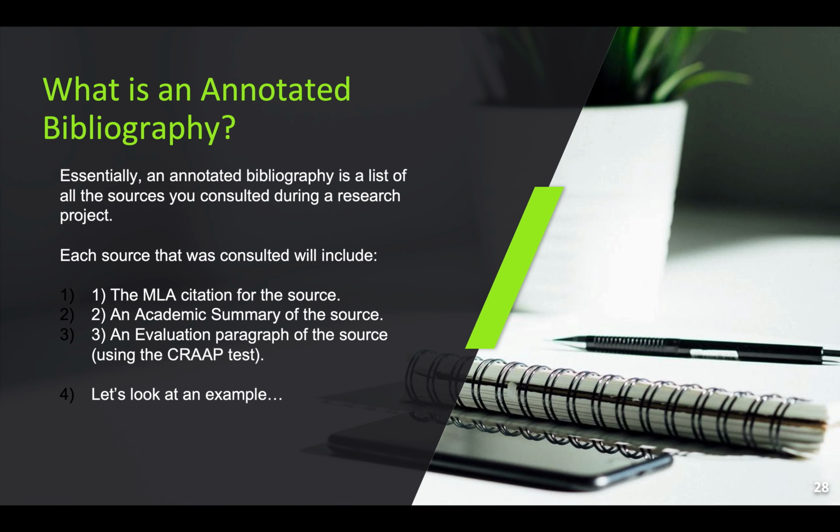What is an annotated bibliography? Essentially, an annotated bibliography is a list of all of the sources that you consulted during a research project. Each source that was consulted will include an MLA citation for the source, which is sometimes provided in the source. Other times you have to create it using the OSLIS citation maker. You have to include an academic summary of the source, and you have to include a short evaluation paragraph of the source which reviews the elements of the CRAP test to explain whether or not the source is valid, credible, and useful for your research project.